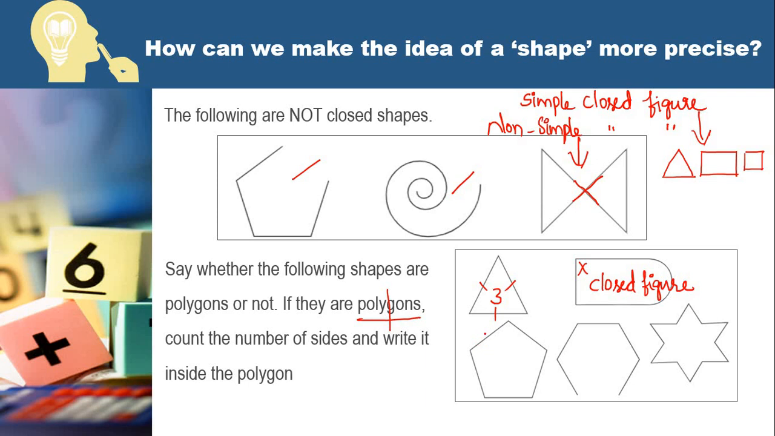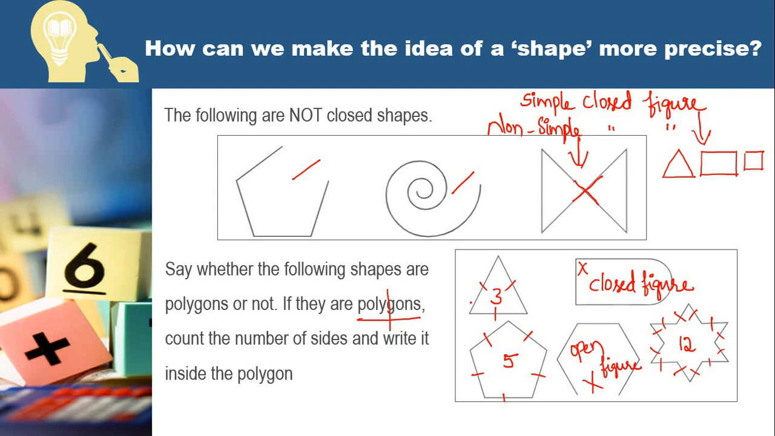Next, is this a polygon children? Yes. It is bounded by how many line segments children? 5 line segments. Now, is this a polygon children? No. It's an open figure. Is this a polygon children? Yes, it is a simple closed figure bounded by how many line segments? Count children. 1, 2, 3, 4, 5, 6, 7, 8, 9, 10, 11, 12.